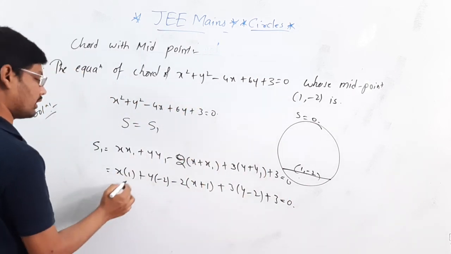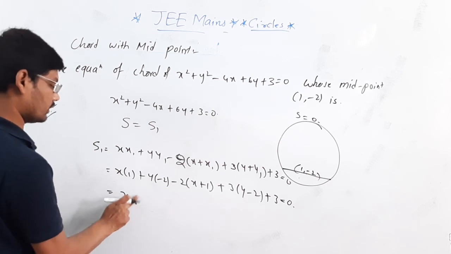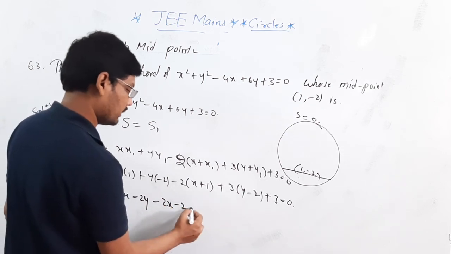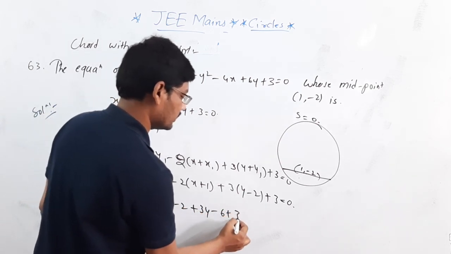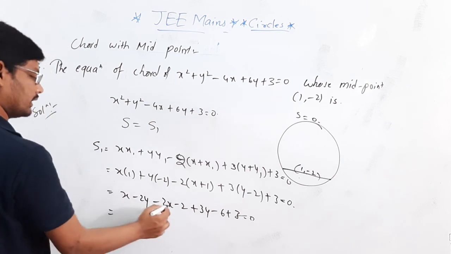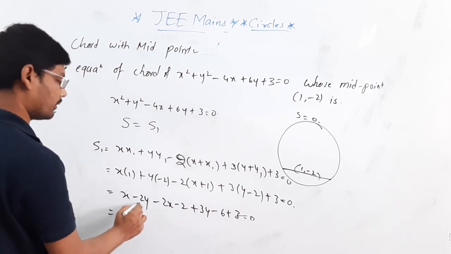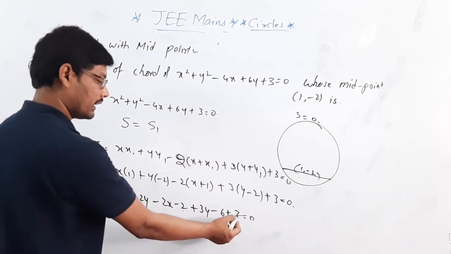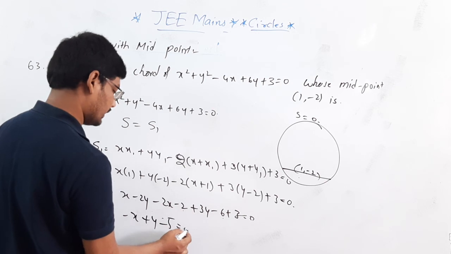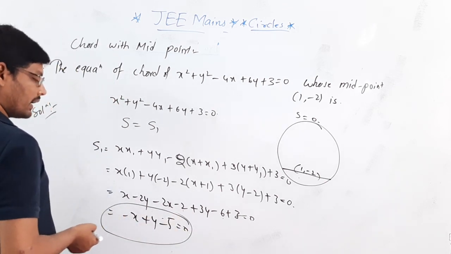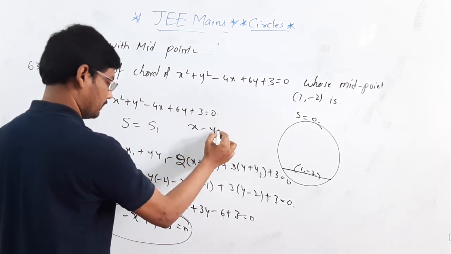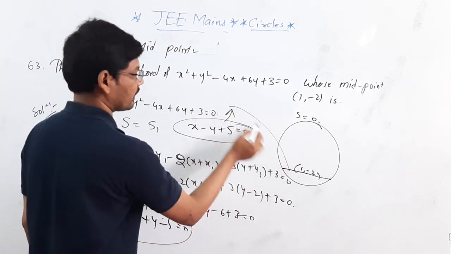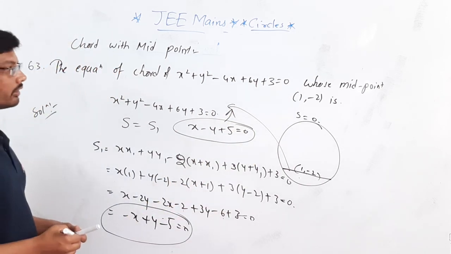Let's solve this one. x plus x minus 2 into y, minus 2y minus 2x minus 2 plus 3y minus 6 plus 3 is equal to 0 here. x minus 2x is minus x, and minus 2y plus 3y is plus y, and minus 2 minus 6 minus 8 minus 5 is equal to 0 here. If you take minus 1 common, x minus y plus 3 is equal to 0. This is the equation of the chord, and this is all about the chord with midpoint question.